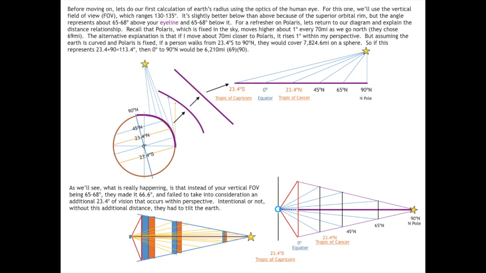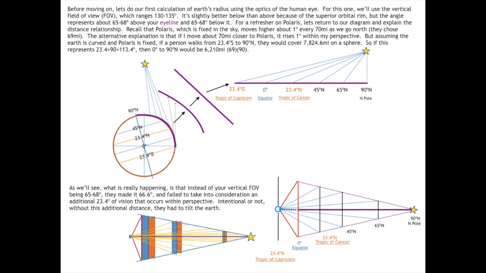Before moving on, let's do our first calculation of Earth's radius using the optics of the human eye. For this one, we'll use the vertical field of view, which ranges from 130 to 135 degrees. It's slightly better below the eye than above, because of the superior orbital rim, but the angle represents about 65 to 68 degrees above your eye line and 65 to 68 degrees below it.